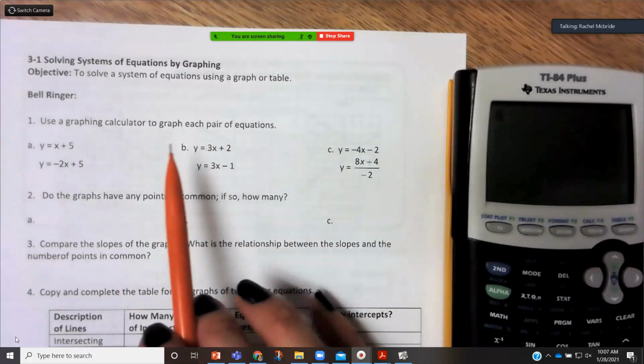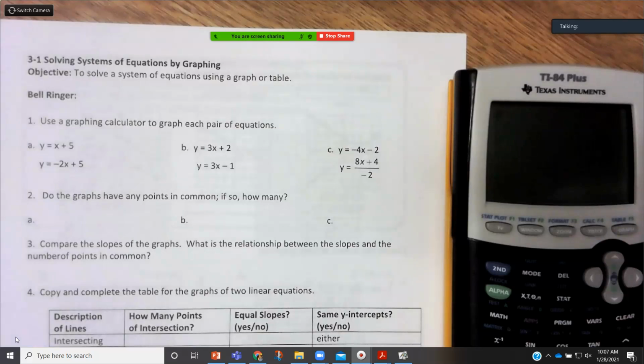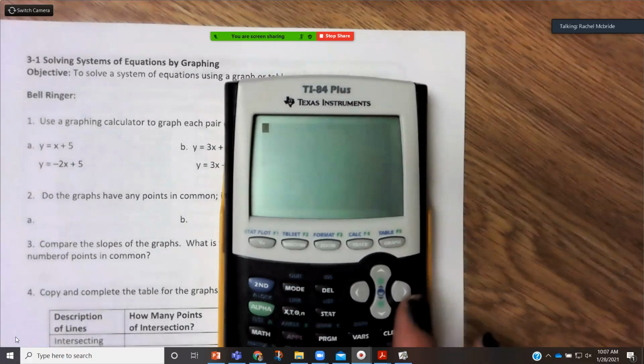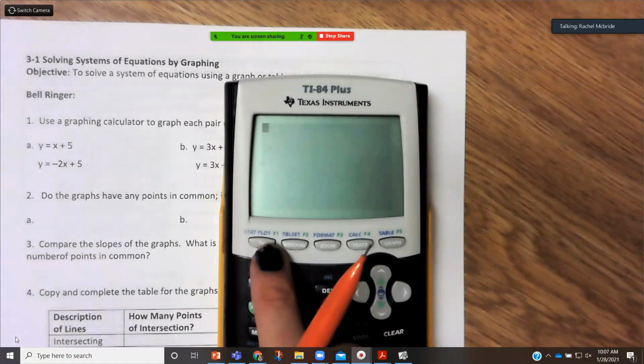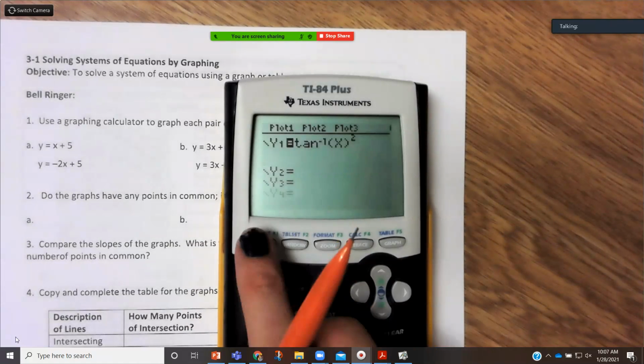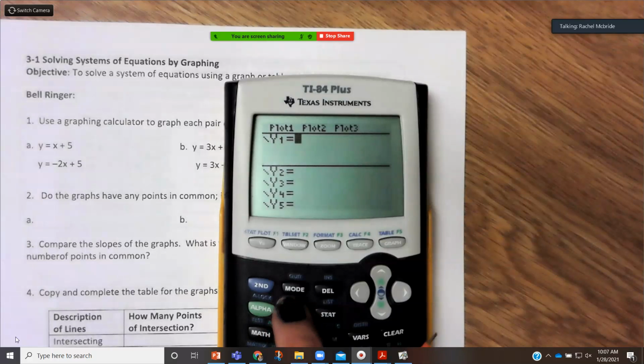Use a graphing calculator to graph each pair of equations. So we're going to graph the first pair of equations on our graphing calculator. What you do is go to your home screen, click y equals. If there's anything typed in there, clear it out. And then x is right here below the word mode.